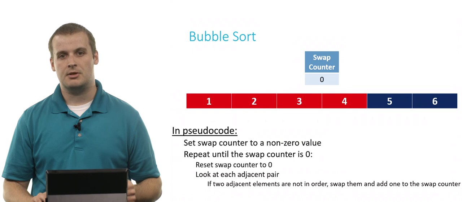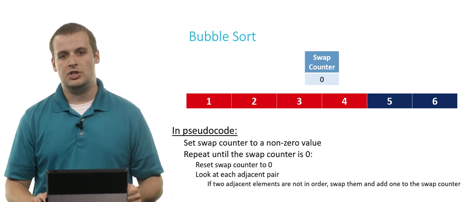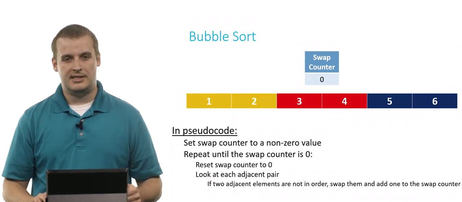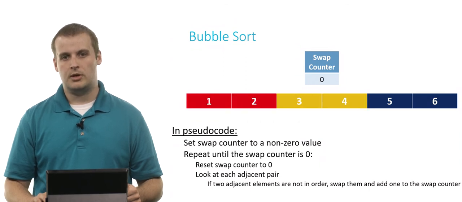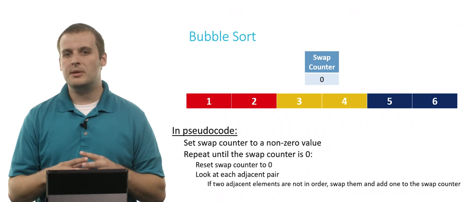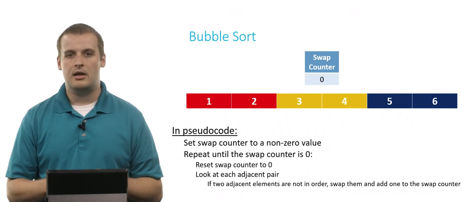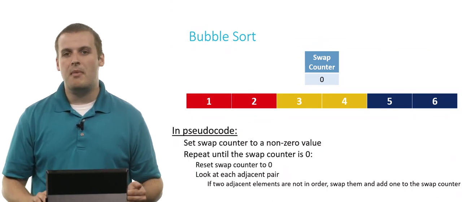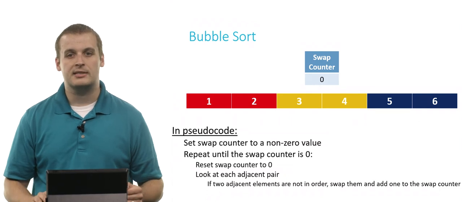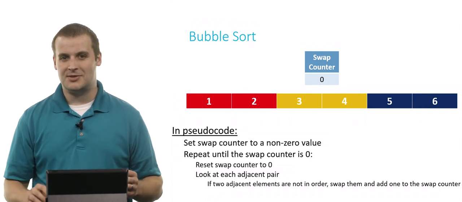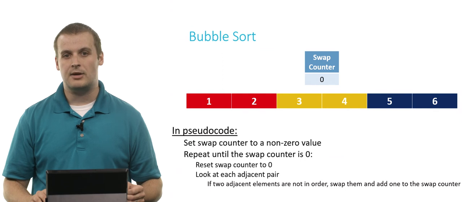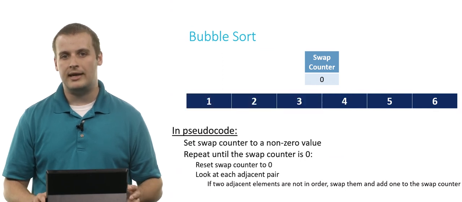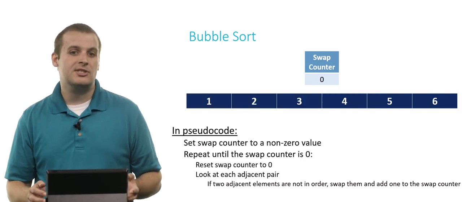Reset the swap counter to 0, so we'll reset it. Now look at each adjacent pair. That's in order, 1 and 2. 2 and 3 are in order. 3 and 4 are in order. So at this point, notice, we've completed looking at every adjacent pair, but the swap counter is still 0. If we don't have to switch any elements, then they must be in order by virtue of this process. And so an efficiency of sorts that we computer scientists love is we can now declare the entire array must be sorted because we didn't have to swap any elements.